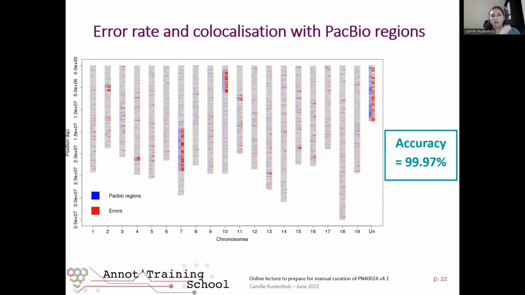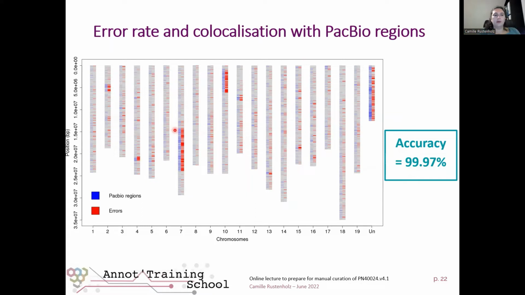So I told you that the genome is a mixture of Sanger quality regions and PacBio regions. And so we wanted to check on that. So globally, what you have to remember is that the accuracy is very high, okay? So it's not full of errors. It's about 99.97%, which is very high.